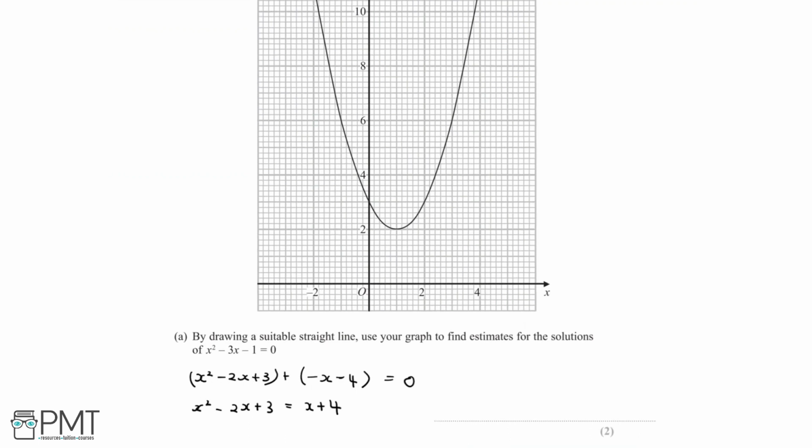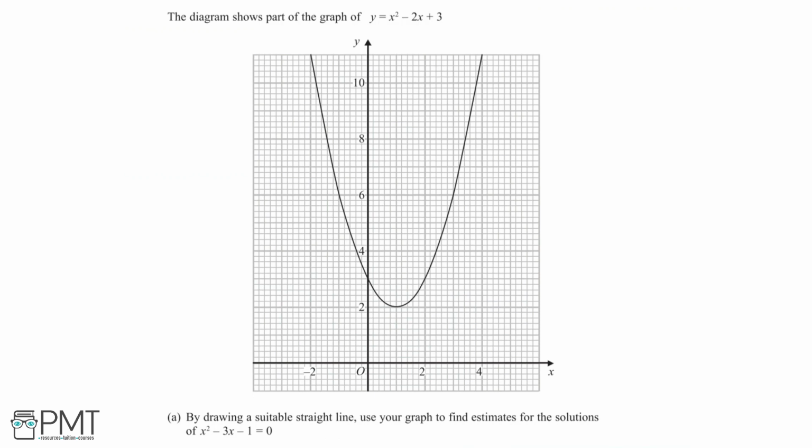And so we can now write a suitable straight line of y equals x plus 4, which we'll use to draw on our graph in order to find estimates for the solutions of x squared minus 3x minus 1 equals 0. Now let's draw the line of y equals x plus 4 on our diagram.